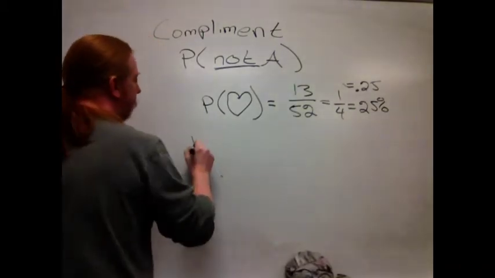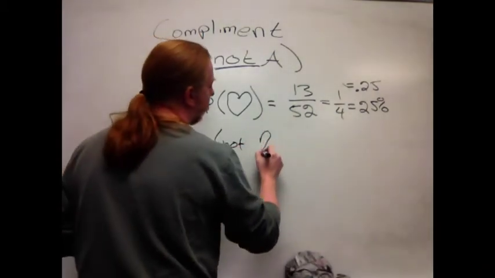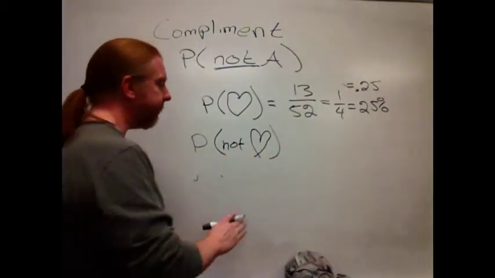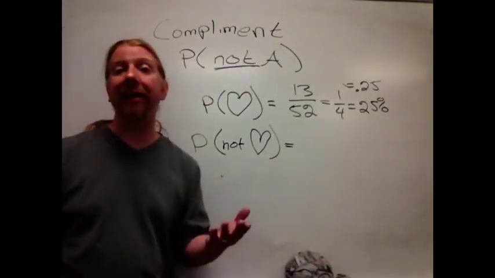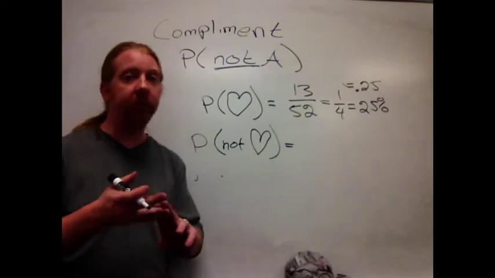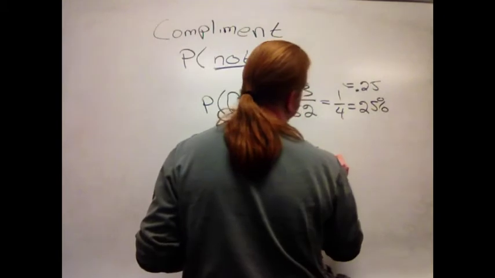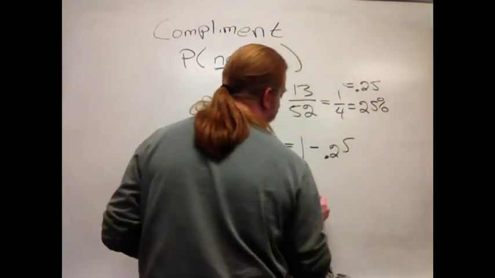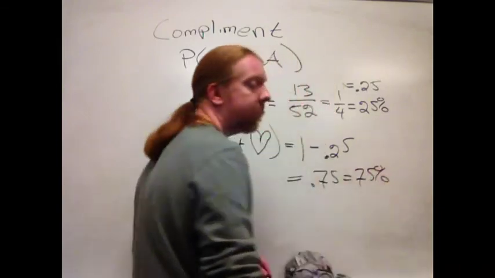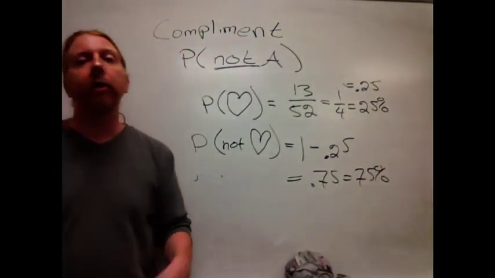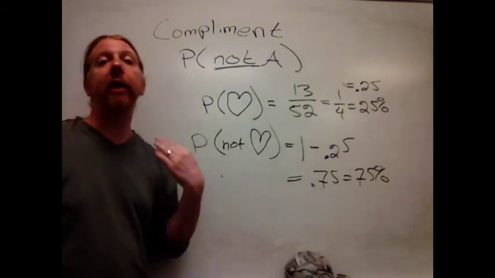So, what's the probability if I'm going to draw a card at random out of my deck? It's not a heart. I could count up all the different ways a heart could not happen. I could count up the clubs, the spades, the diamonds, and go from there. Or 1 minus 0.25 and I'm done. Simply take 1, subtract the probability of the event happening, and you have the probability of it not happening.